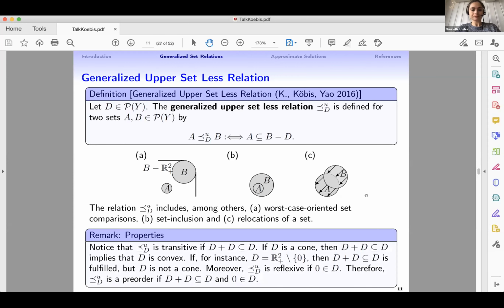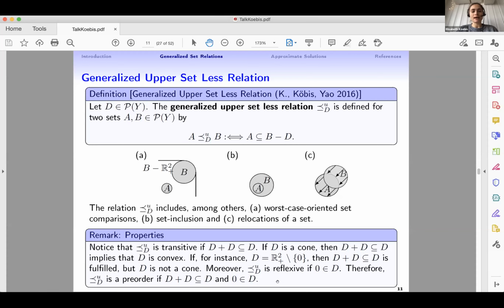Some properties concerning the set relation. We can note that the set relation is transitive if this relation here holds. That means if D plus D is a subset of D. If D is a cone, then this relation implies that D is convex. So for example, if we choose D as the natural ordering cone without the zero vector, then this relation here is fulfilled, but D is not a cone.